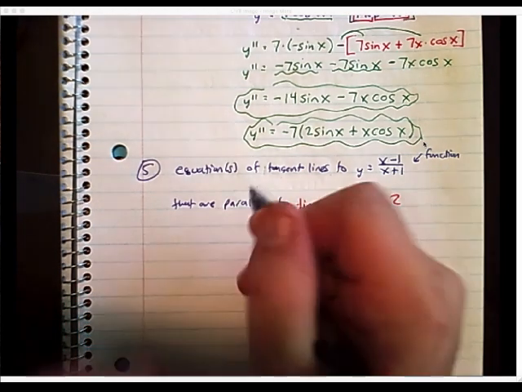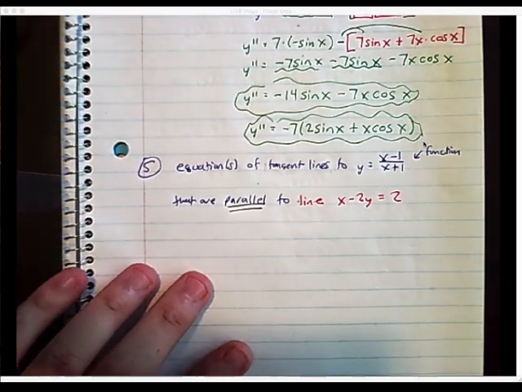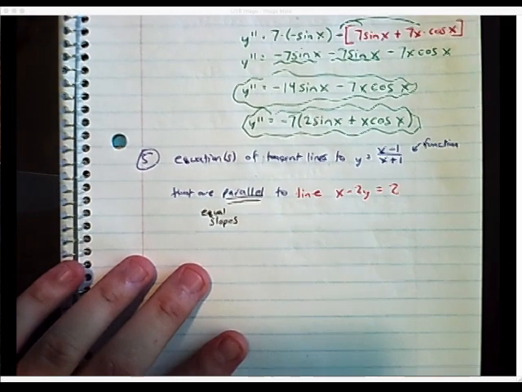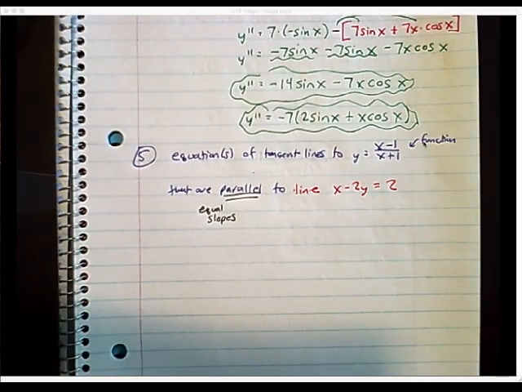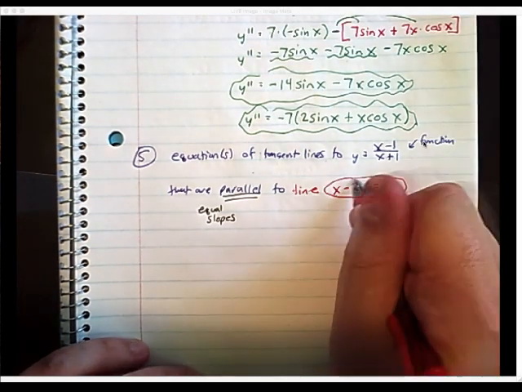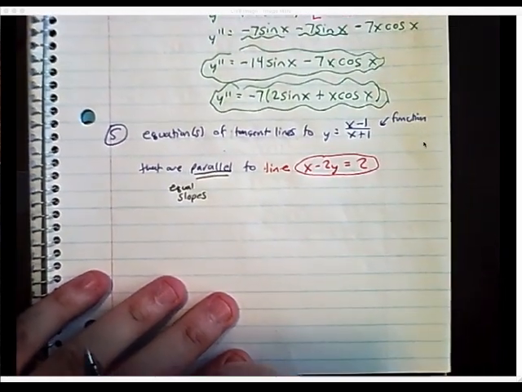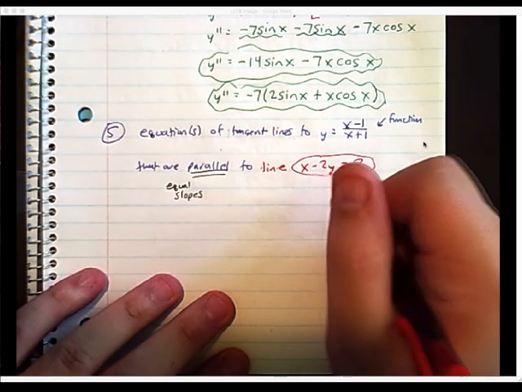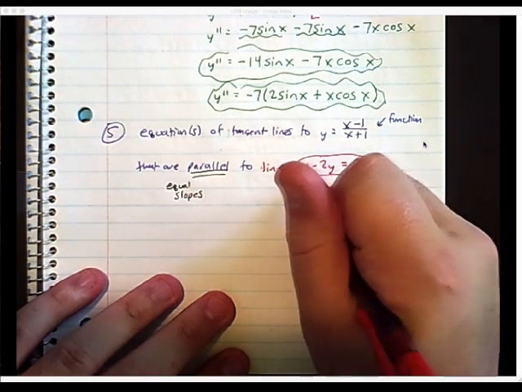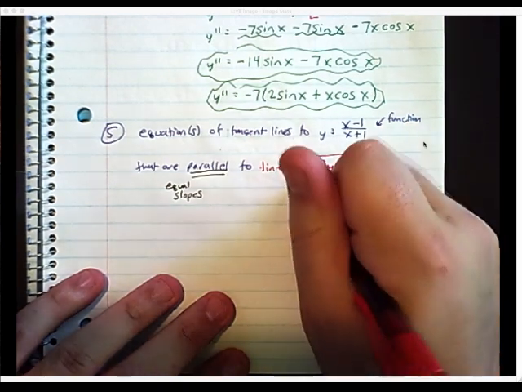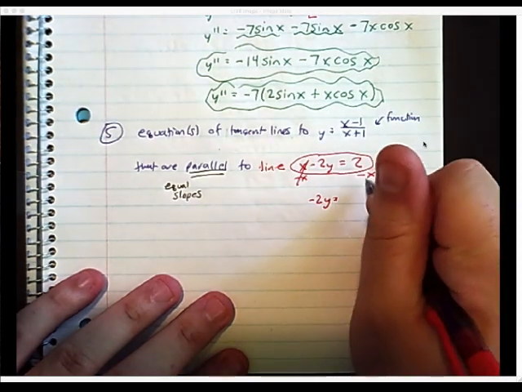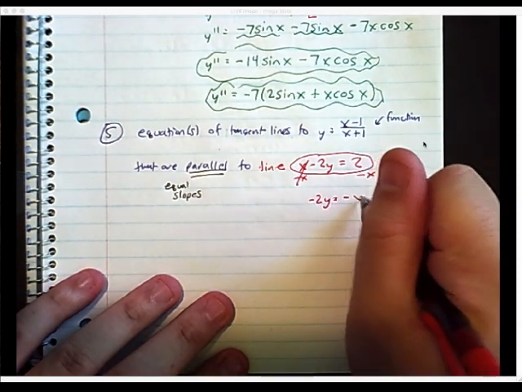All right, what do you know about two lines that are parallel? If two lines are parallel, that means they have equal slopes. Parallel lines never cross, so they have to have equal slopes, otherwise they'll cross. So the first thing I need to do is figure out what the slope of that line is. Well, how do I figure out slope? Let's put it into slope-intercept form. Let's subtract x from both sides. So now I have negative 2y equals 2 minus x, but I'm actually going to write it as negative x plus 2.